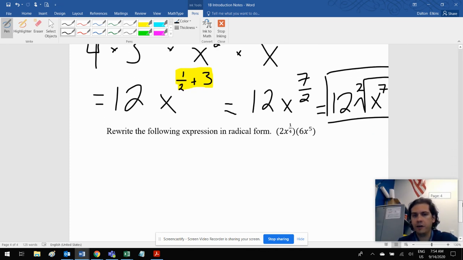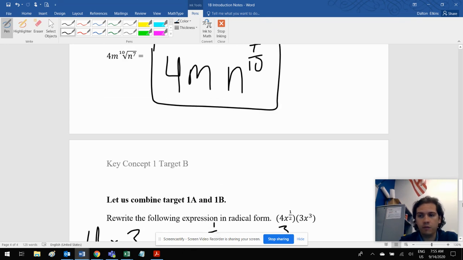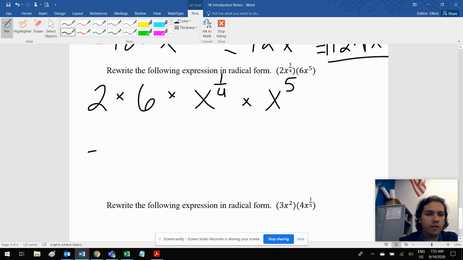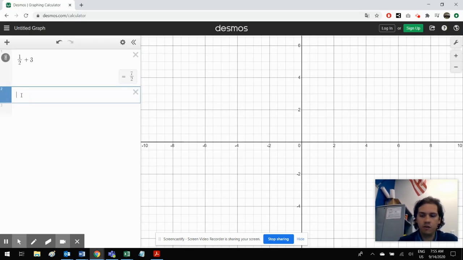So let's look at a different example where we do basically the same skill. Here we have 2x to the 1/4 times 6x to the power 5. So let's put the pieces together: the two coefficients, the 2 times 6, and then we have the x variables, so x to the 1/4 times x to the power 5. So 2 times 6, coincidentally, is once again equal to 12. And then we have 1/4 plus 5.